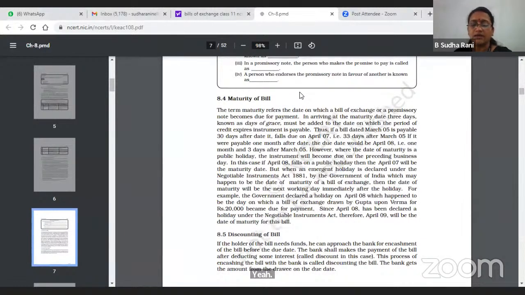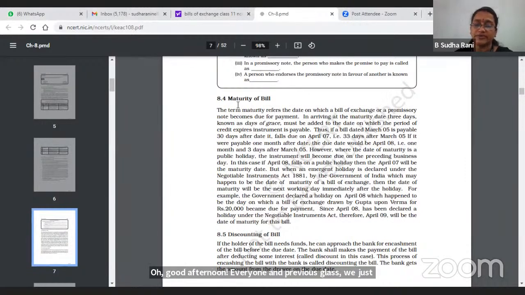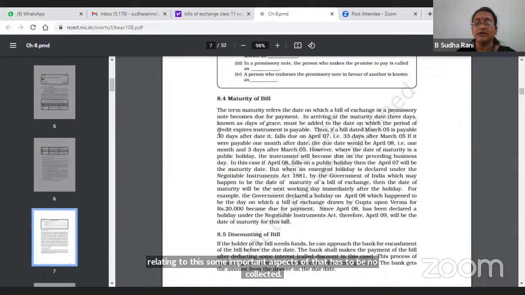So I'll start. Good afternoon, everyone. In the previous class, we saw our introduction to bills of exchange. Those who did not attend the previous class, please attend that first to understand today's class. In today's class, we are going to learn how to pass the journal entries under bills of exchange. Before you learn passing of journal entries, some important aspects have to be known while starting the solution to the given question.